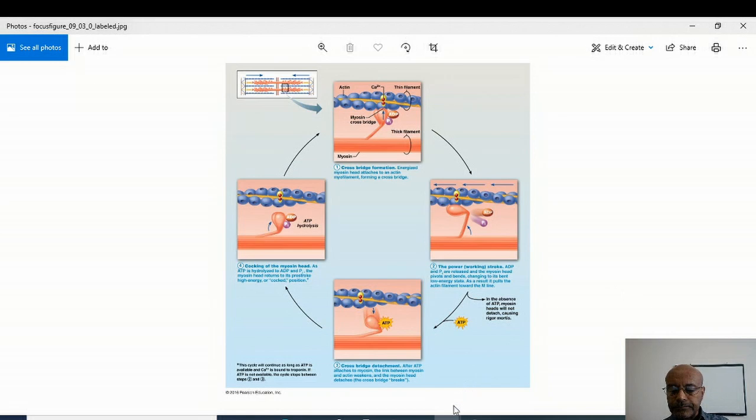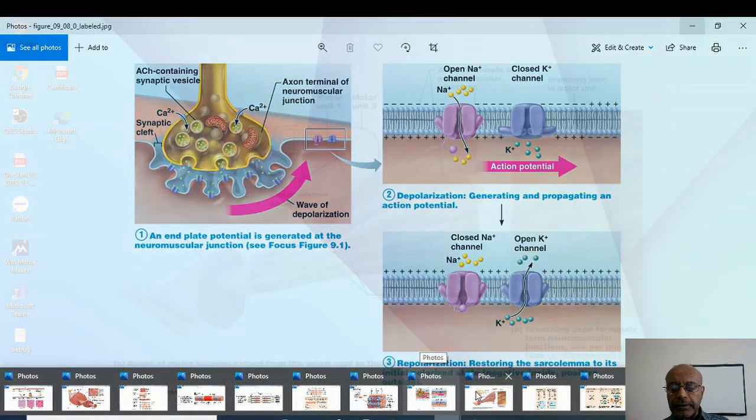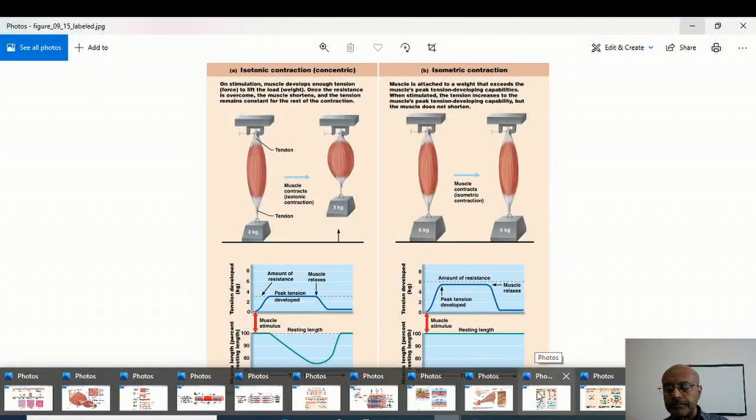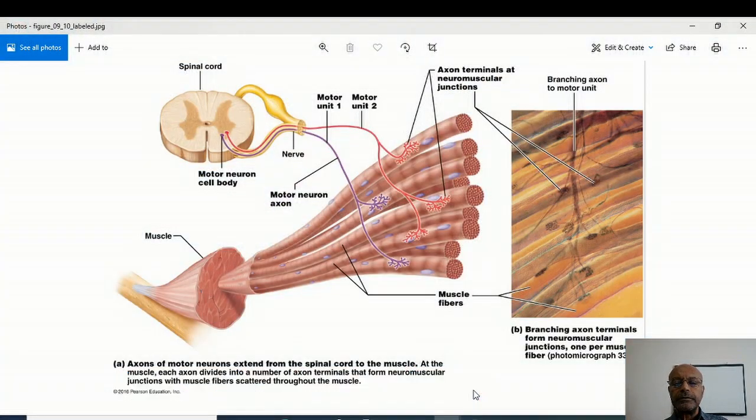Okay, let's move on. There is one more concept I want to introduce to you, and it is, I think, here. Okay, let's talk about it.